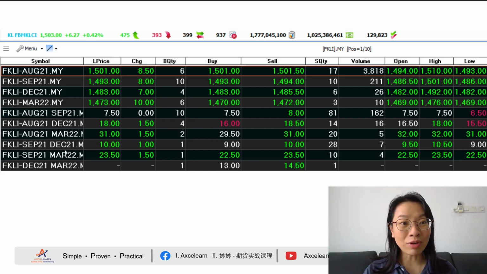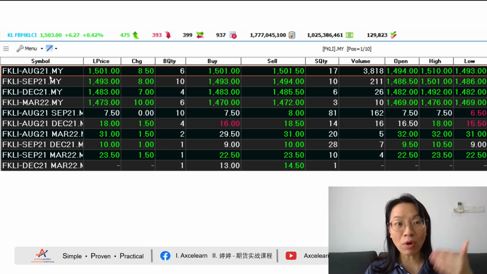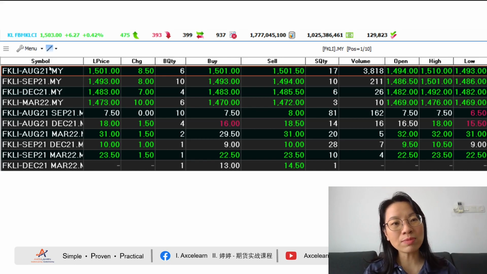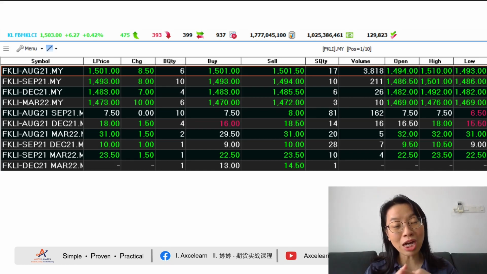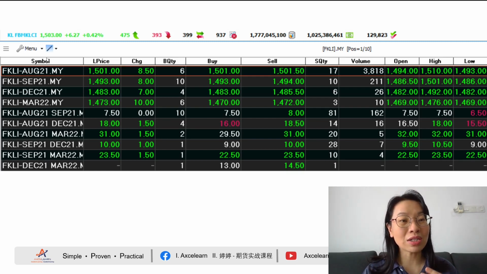You can see that we have many contract months. Which month should we trade? If we follow our contract specification, we have 4 contract months for FKLI, which are the spot month. If today is the 1st of August, we have August month. Then we have the next month, which is the September month, and the subsequent 2 quarterly calendar months. So we can see that our quarterly months are March, June, September and December. So technically, if today is 1st of August, we have spot month August, next month September, and the subsequent 2 quarters, which are December and March. So among these 4 contract months, which month should we trade?